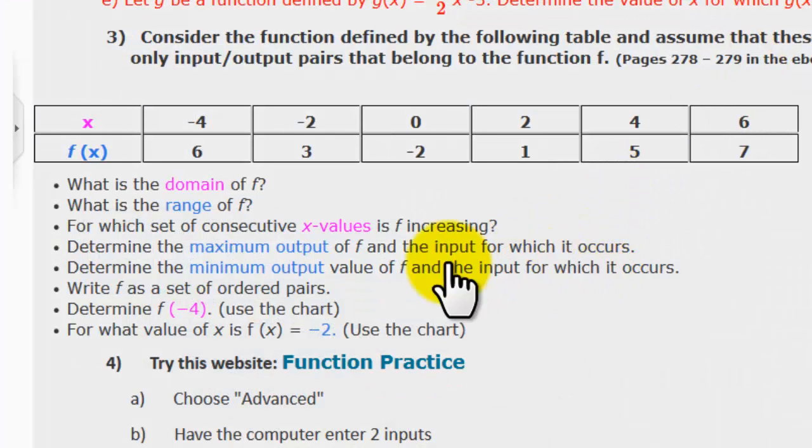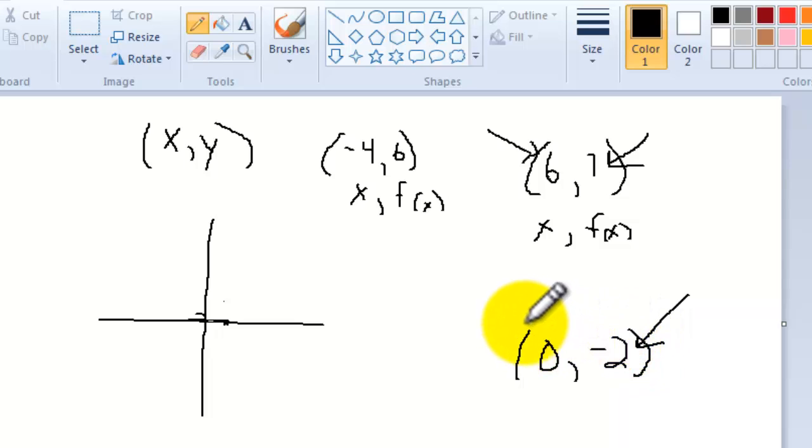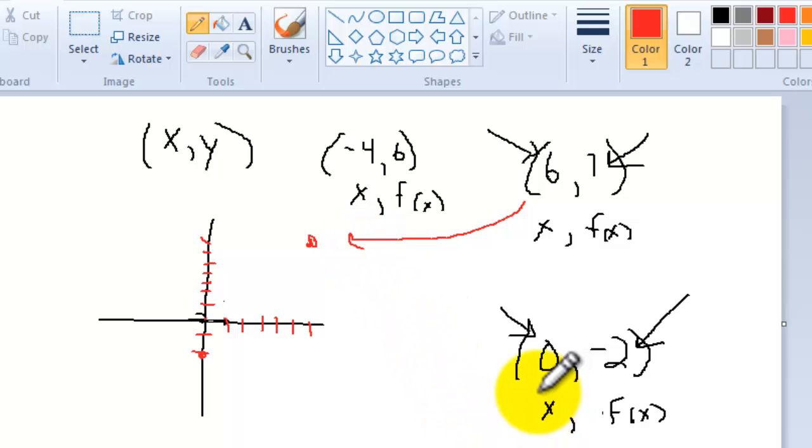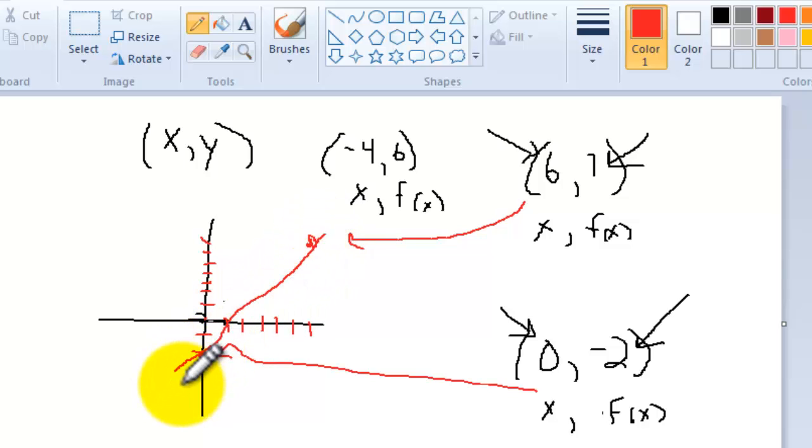So where the output is minimum, lowest, that's -2. And that happens when x equals 0. So the coordinate, the lowest output, where that happens is where x equals 0. Okay? And remember, these points, or these coordinates, mean a point on a line. That's another point on the line. And that's a point on the line. These points, when drawn together, make the line.